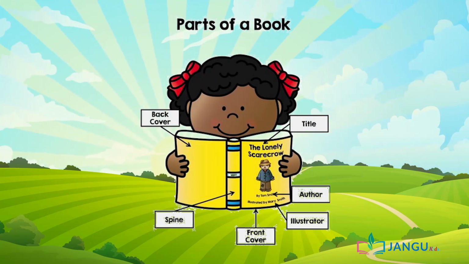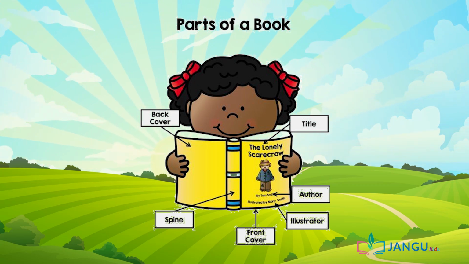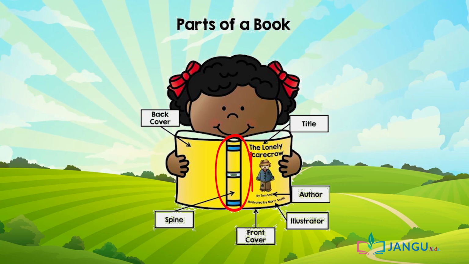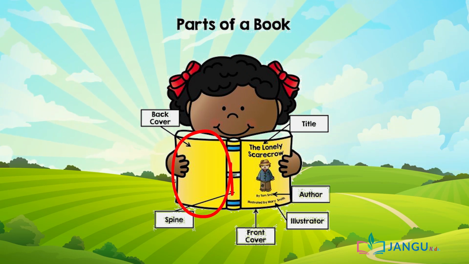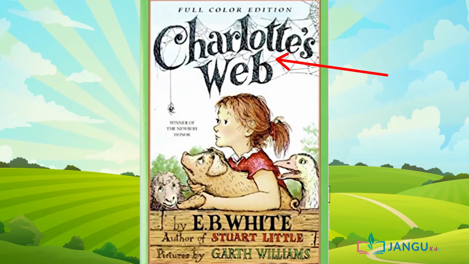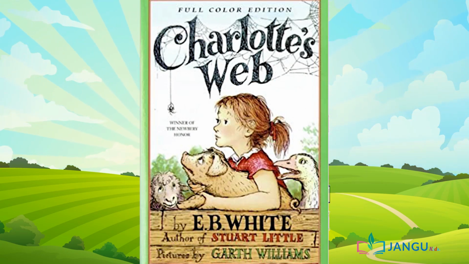Now, take a look at the parts of a book. In every book, we have the title, author, the spine, illustrator, front cover, and back cover. The title of the book tells us the name of the book you are about to read. The author is the person who wrote the book. The illustrator is the one who drew the pictures seen on and in the book.